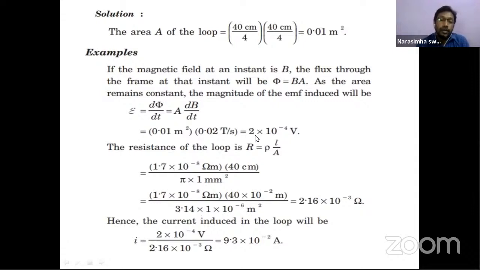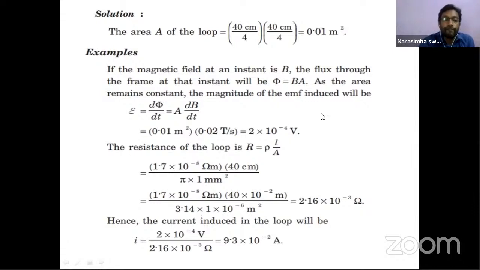Now, look at this. What is 40 centimeters here? It is the total length. And area is pi r square. How much r is given here? Look at this, 0.1 m square, right? And this value is already given in the problem.